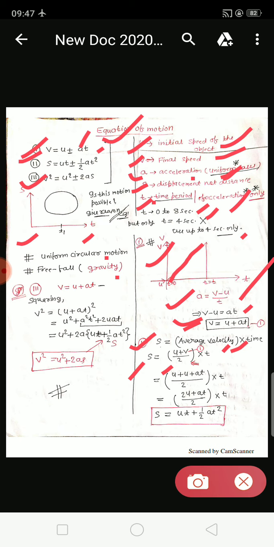That is (u plus v) upon 2 into t, because the average value is initial plus final divided by 2, into time taken. Simply you have got this. Now here the term v has been used in the bracket, and v equal to u plus at we have already derived. So what you need to do is replace this v by u plus at here. So you will find S equal to (u plus, in place of v, u plus at) divided by 2, into t.